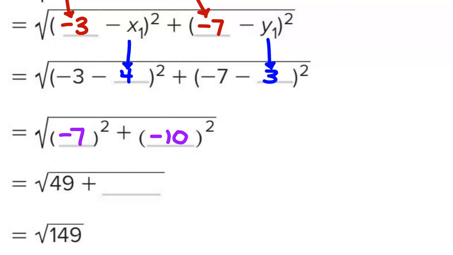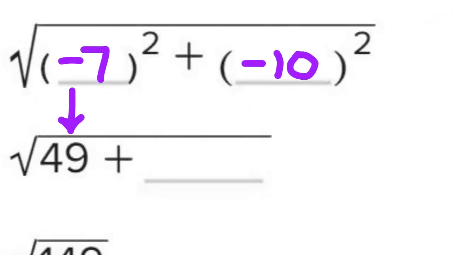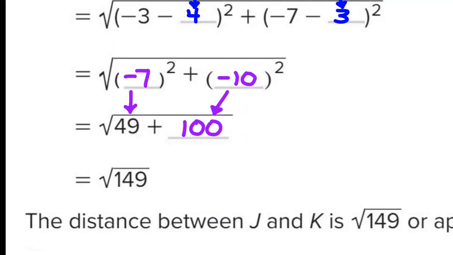-7 squared means to take -7 times another -7. What's -7 times -7? +49. What about -10 squared? -10 times itself? 100. And then 49 plus 100 is 149. We should always be ending up with positive numbers underneath our radical, and we should be adding 2 positive numbers together. Grab your calculators for me.